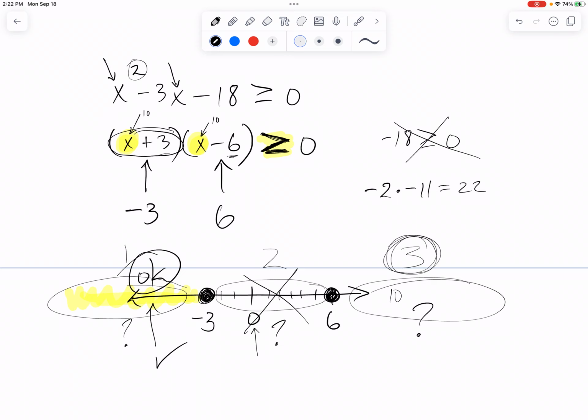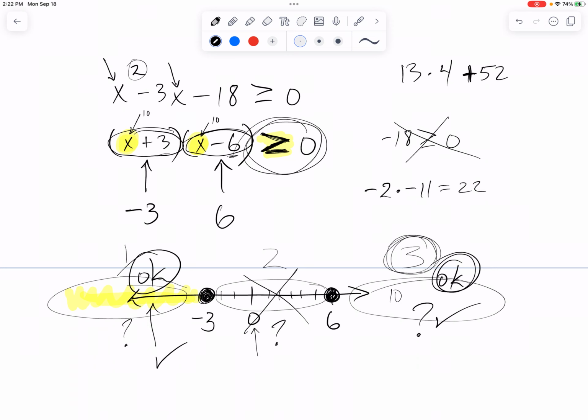10 plus 3 is 13. 10 minus 6 is 4. 13 times 4, well, what the heck? That's 52, but I don't even care that it's 52. It's a positive 52. Anything positive is going to be greater than or equal to 0. So this stuff over here checks out, and it is also okay.